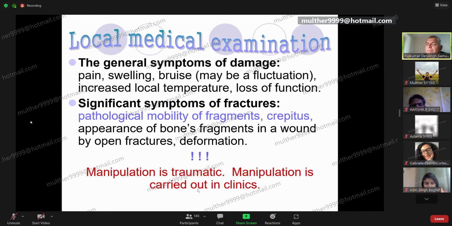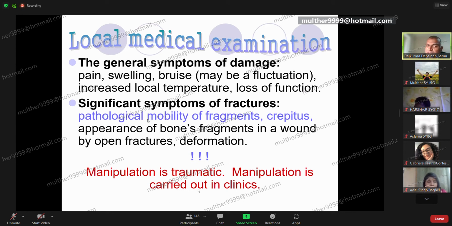But what can be specific? The specific signs can be pathological mobility. I will tell you how to check this pathological mobility, and we might check crepitus. Sometimes in an open fracture, we can see the appearance of a bony fragment, and the pelvis can look deformed. So we can see four signs: pathological mobility, crepitus, appearance of bony fragment, and deformity.